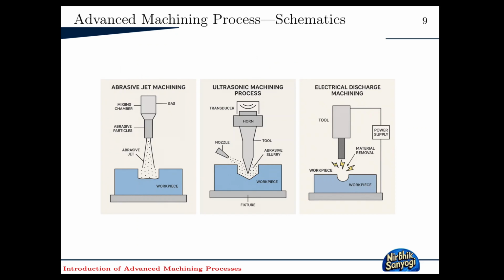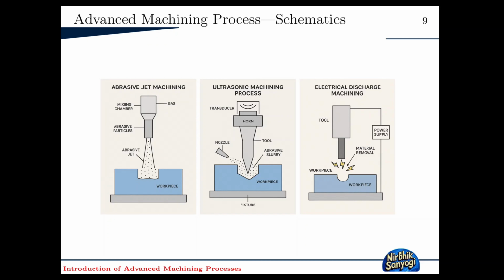Here in abrasive jet machining, you can see the abrasive gets mixed in the mixing chamber with gas or air, and it passes at very high speed through the nozzle and directly impinges on the workpiece. Due to the hammering or impact mechanism, material is removed from the workpiece. So you can see here the tool is not directly in contact with the workpiece, right?